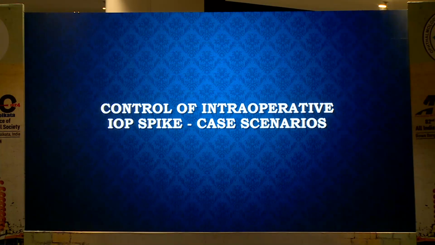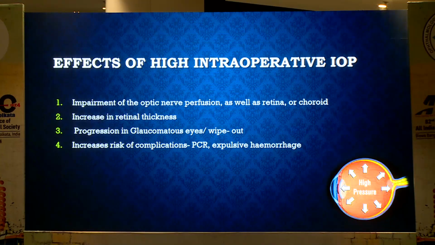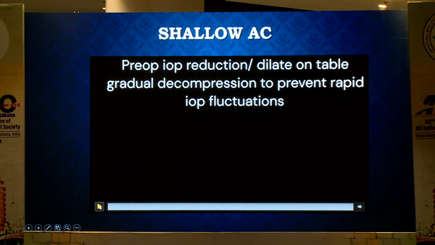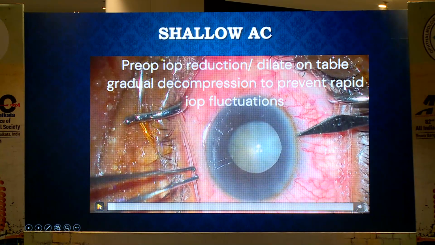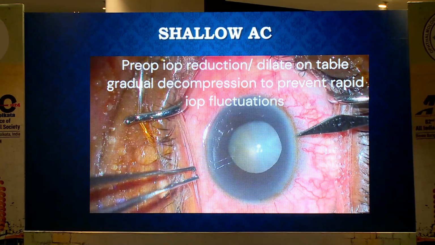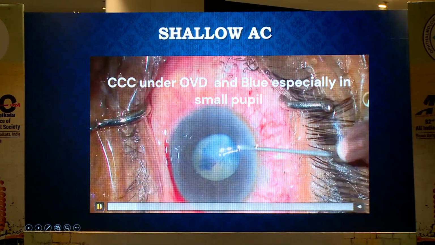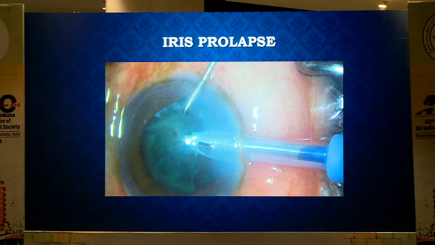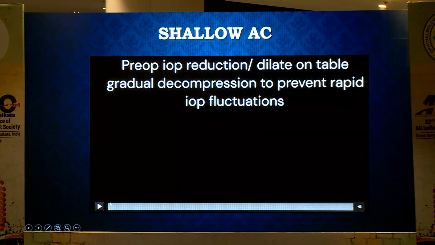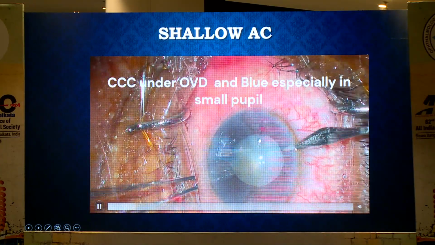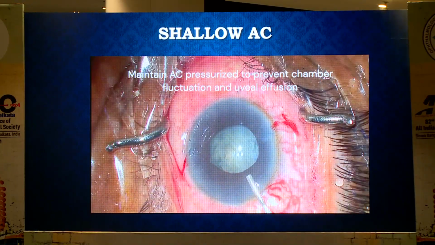Now going on to measures to control intraoperative IOP spikes. We know the long-term implications of high intraocular pressure intraoperatively. When dealing with shallow anterior chamber, always make sure that the preoperative IOP is kept as optimal as possible to prevent sudden hypotony, decompress slowly, and since very often it is also combined with smaller pupils, use adequate OVDs to keep the anterior chamber pressurized.